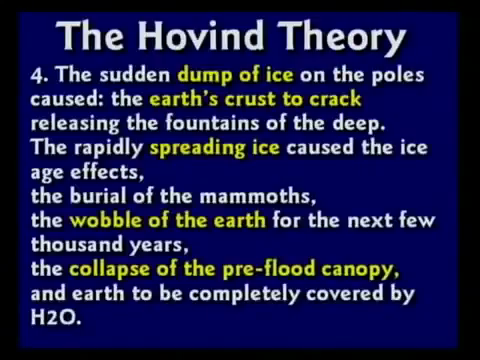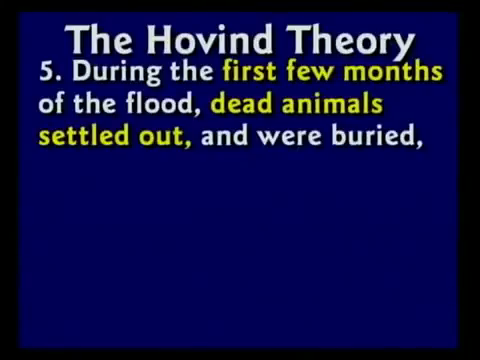It was so cold. It caused the earth to wobble for the next few thousand years, and it made the canopy that used to protect the earth collapse, because cold air hits warm air, rains, all the rain came down, the canopy's no longer up there. We're not protected like they were before the flood, and the earth was completely covered by water. Then, during the first few months of the flood, the dead animals settled out and were buried. Those became fossils.